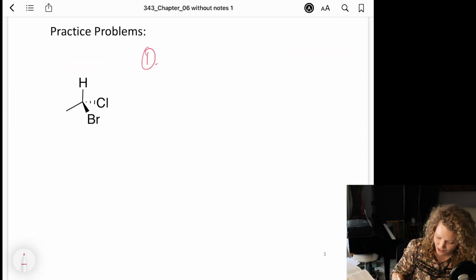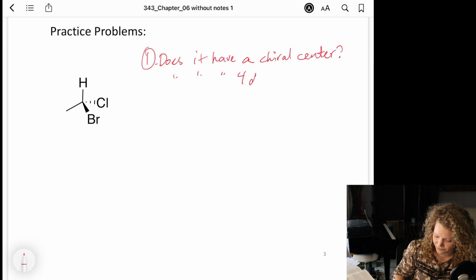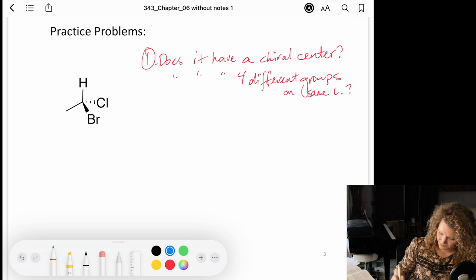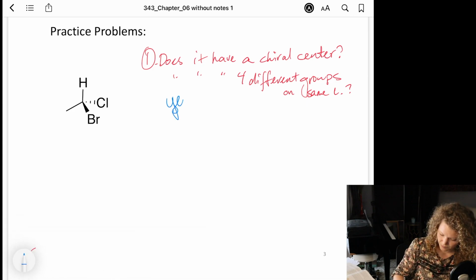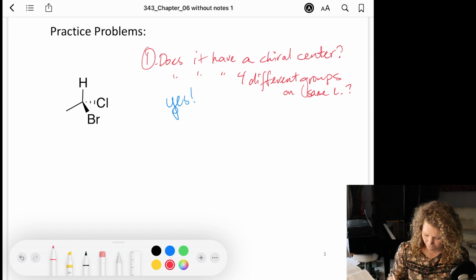Okay, first things first, does it have a chiral center? And how do you tell this? Well, does it have 4 different groups on the same carbon? In this case, it's a yes. All right, we've got a hydrogen, a chlorine, a bromine, and a methyl. Great, we've got 4 different things.